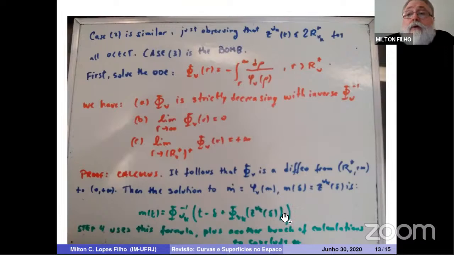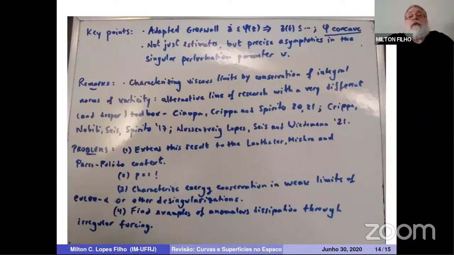Once you get that, again the problem is reduced to patiently chasing the constants to be able to conclude. So the key points in the story: you need an adaptive Gronwall associated to an inequality of the form z dot less than or equal to phi of z, which would imply an estimate for z of t. And the key point of this adaptive Gronwall is that phi is concave and decreasing, actually.